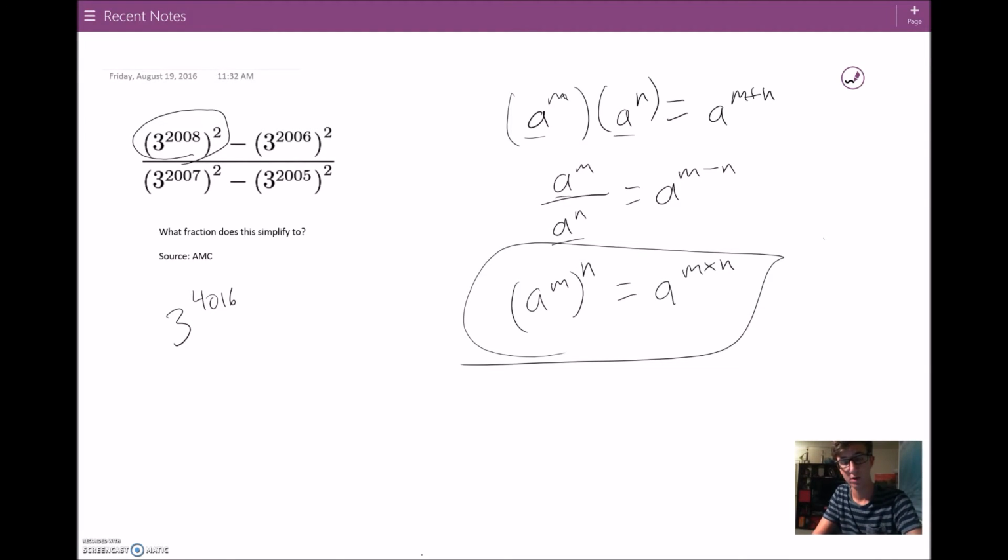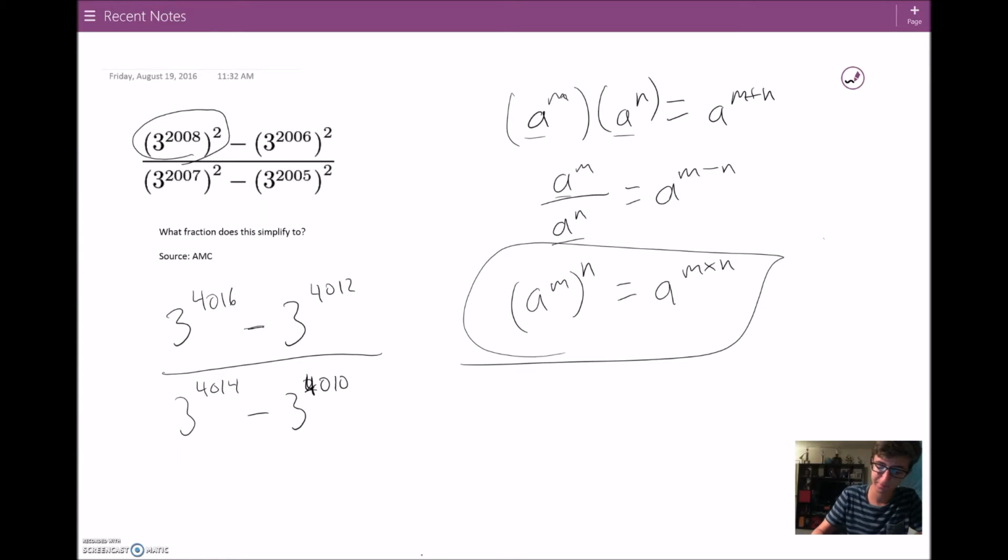Good. Now 3 to the power of 2006 to the power of 2 is going to be 3 to the power of 4012. Good. Over 3 to the power of 4014 minus 3 to the power of 4010. Alright guys, if you have any questions on how I did that, just message me in the comments. I can explain a little bit. So now, let's keep going.